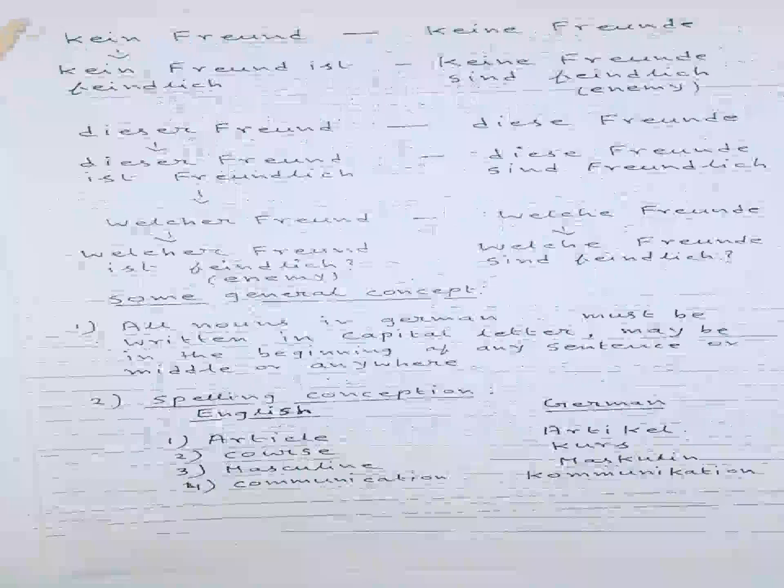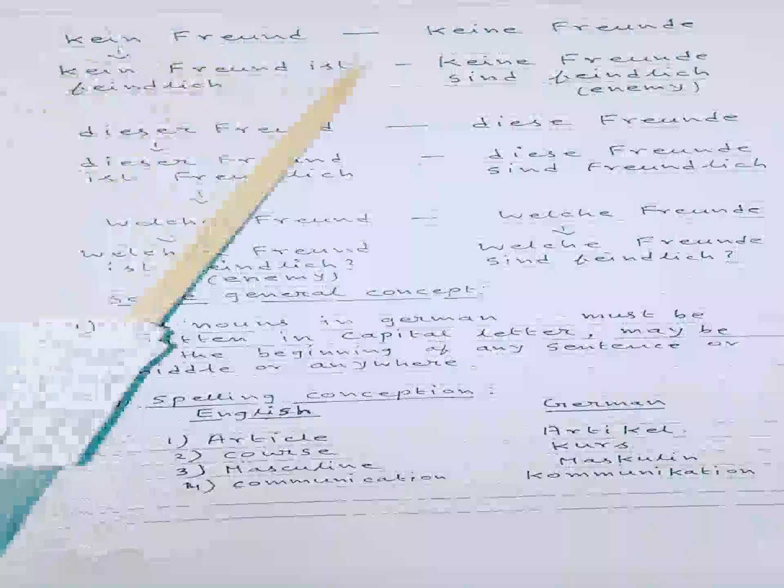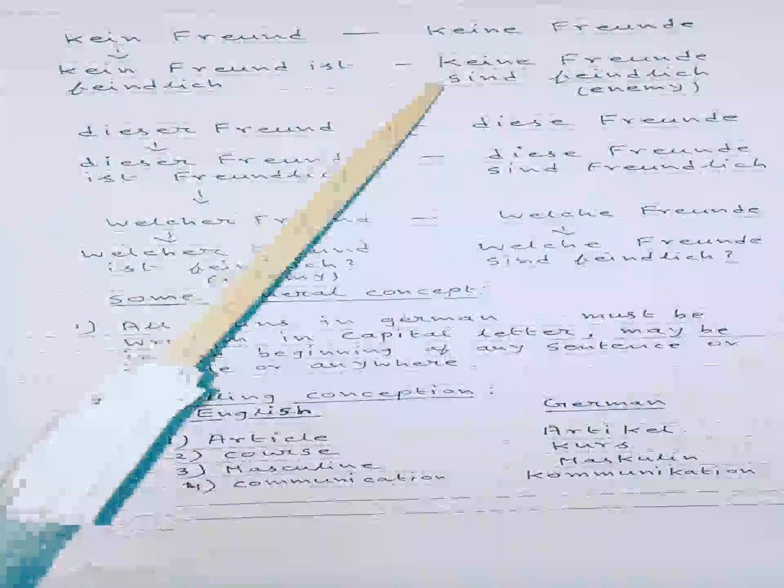Now ein Freund, that is the indefinite article. Ein Freund ist sportlich. Here is no plural. Now, negative article. Kein Freund, keine Freunde. Kein Freund ist feindlich. That is, no friend is an enemy. Keine Freunde sind feindlich. That is, no friends are enemies.